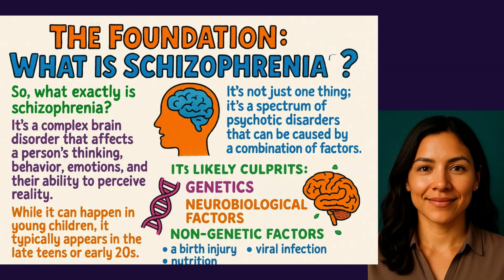So, what exactly is schizophrenia? It's a complex brain disorder that affects a person's thinking, behavior, emotions, and their ability to perceive reality. It's not just one thing, it's a spectrum of psychotic disorders that can be caused by a combination of factors. The likely culprits include genetics, neurobiological factors, and non genetic factors like a birth injury, a viral infection, or even nutrition. While it can happen in young children, it typically appears in the late teens or early 20s.